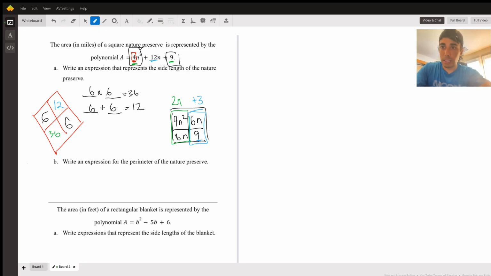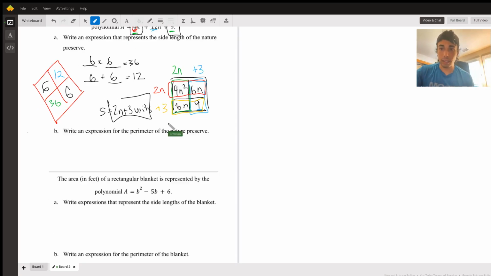And it's going to be the same thing again. So if we look here, 4n squared and 6n. We already did that, right? We did that in the green column. And that gives us a 2n. And then down here below, we did that in the column on the right, 6n and 9. The greatest common factor is 3. So the side lengths are going to be 2n plus 3. So we could say the side length is 2n plus 3, or 2n plus 3 units. And there you go. So 2n plus 3 is the side length right here.